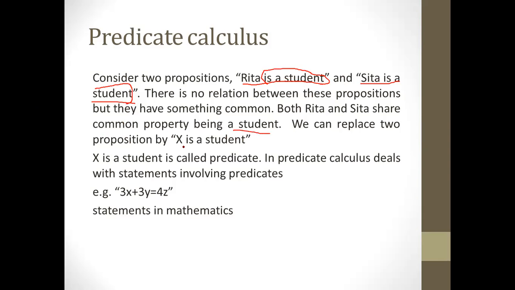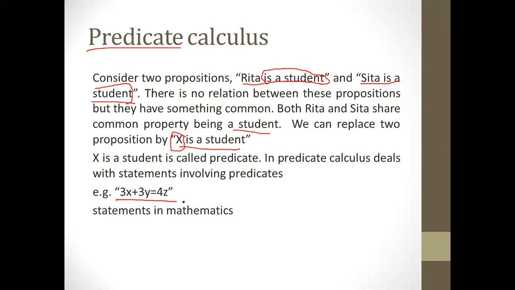We can replace the two propositions by X is a student. X is replaced by the name of that student. You replace X by the name: dash is a student. So X is a student is called a predicate. What we are learning is the predicate calculus. So predicate calculus deals with statements involving predicates.